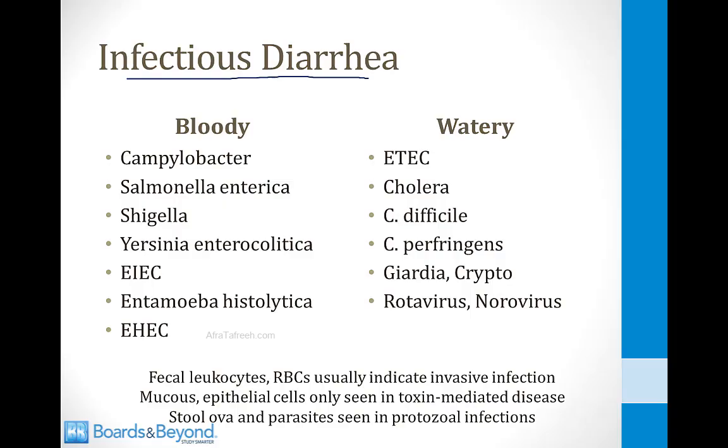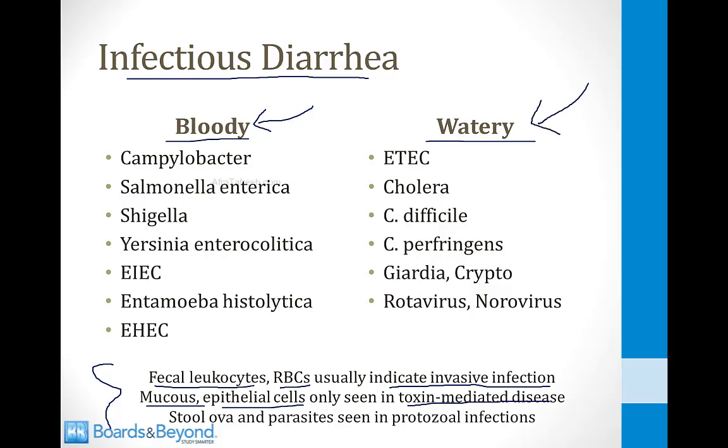So there are many, many causes of infectious diarrhea, but in general you can think of them as the causes of bloody diarrhea or watery diarrhea. When you send stool samples to the lab, these are some of the findings that you can see summarized on the bottom of this slide. If you see fecal leukocytes and red blood cells, this usually means you have an invasive infection. That's what these bloody diarrhea bugs tend to cause. If you see mucus and epithelial cells only, then you're probably dealing with a toxin-mediated disease or a virus, and that's what these watery diarrhea bugs tend to do. And then if you see stool, ova, and parasites, this means you have some type of protozoal infection.